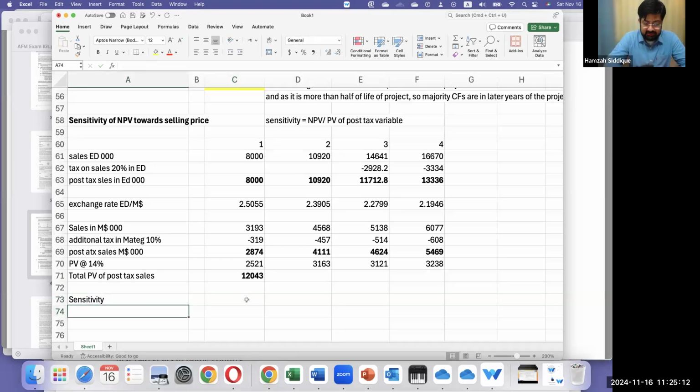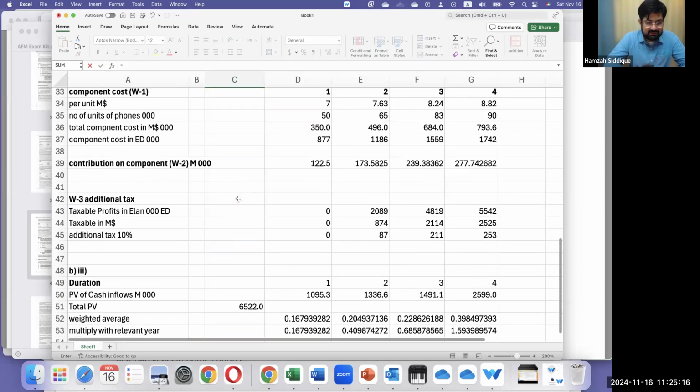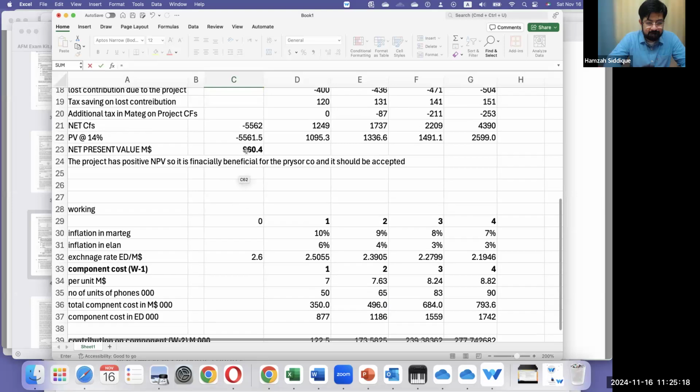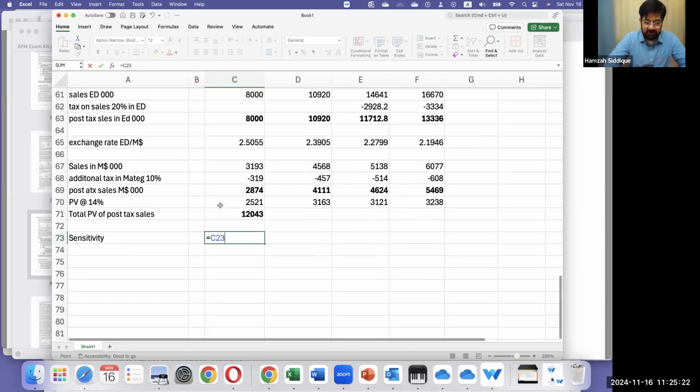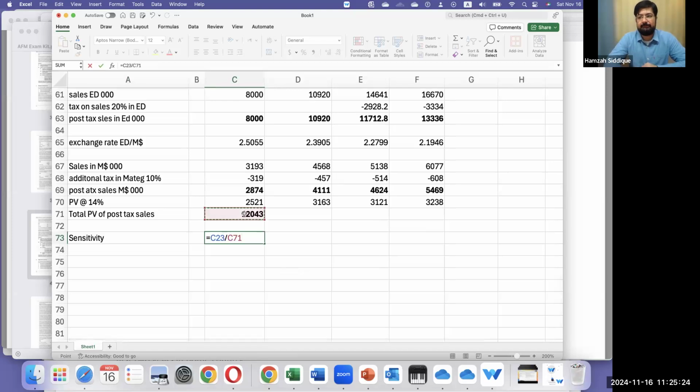Now we can calculate NPV of the project. This divided by this, 8%.